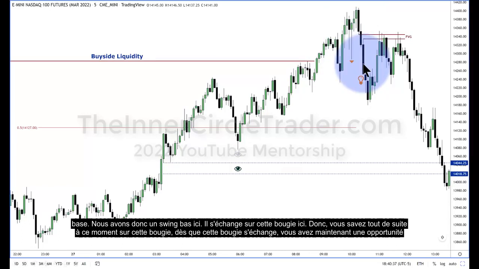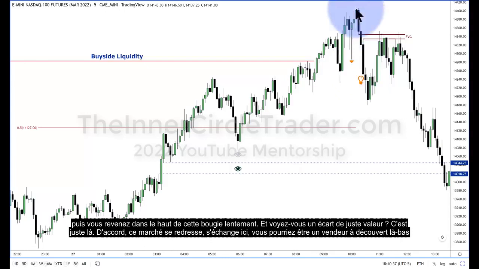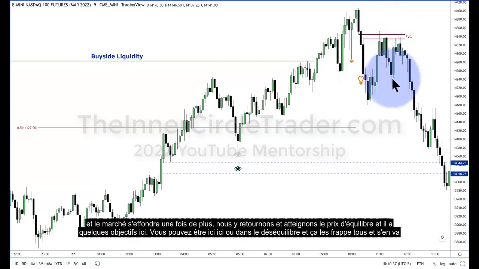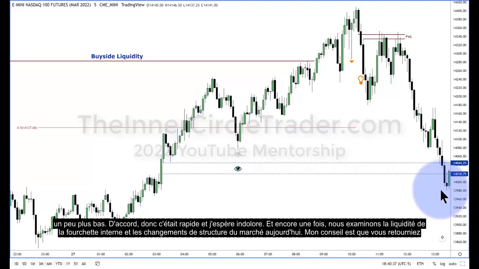So right away, at that moment on this candle, as soon as this candle trades through it, you now have an opportunity. Then you go back into the high to that candle low, and do you see a fair value gap? It's right there. Okay, this market rallies back up, trades into it here. You could be a short seller there, and the market breaks down. One more time, retrades back into it and reaches below the equilibrium price point. Now you have a couple targets here. You could be here, here, or in the imbalance. And it hits all of them and goes a little bit further, lower.